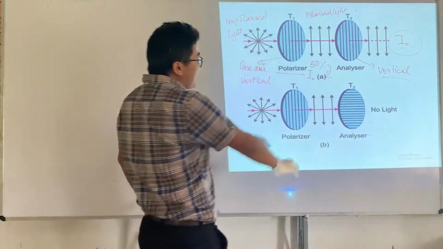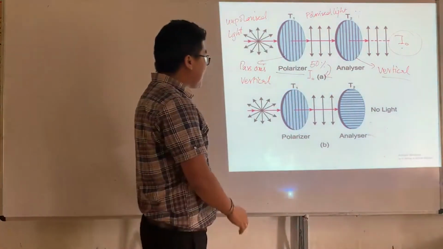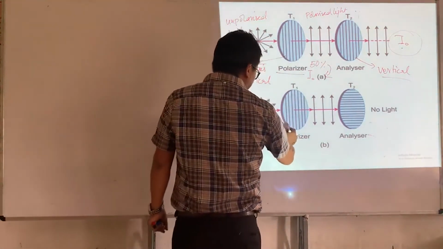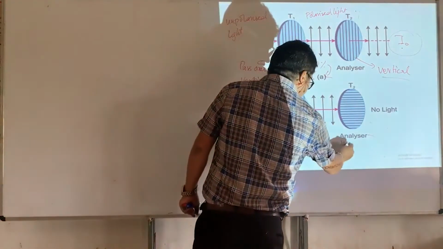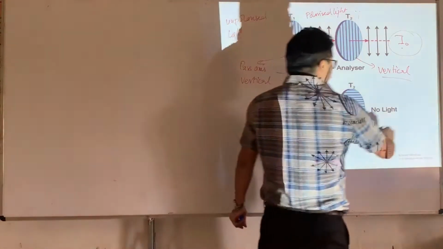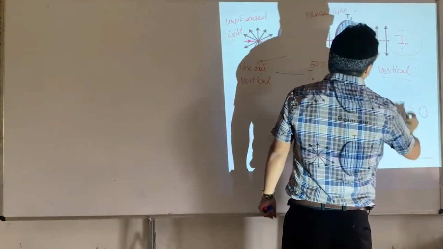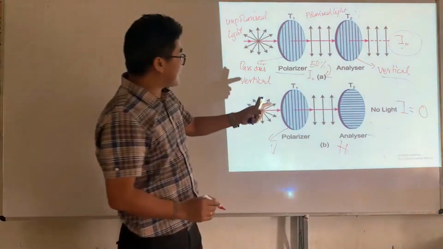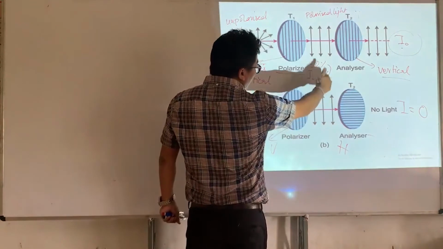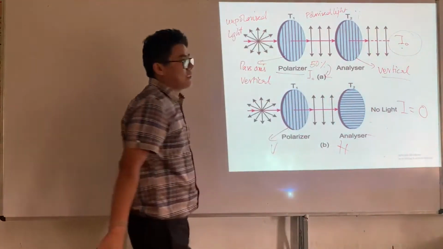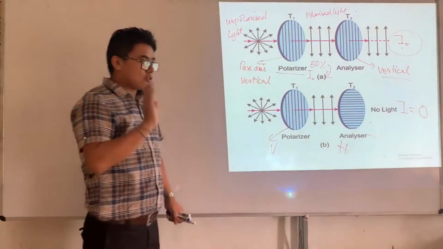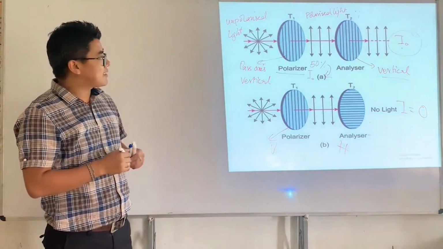Now in this case, I rotate this such that these two pass axes are perpendicular. This is horizontal, this is vertical, this is horizontal. If this is horizontal and that is vertical, that means you won't get an intensity reduced to half. This intensity is equal to I naught. This intensity is reduced to half. Why? Because this polarizer will not allow this kind of oscillation to pass through it. That is very, very important.